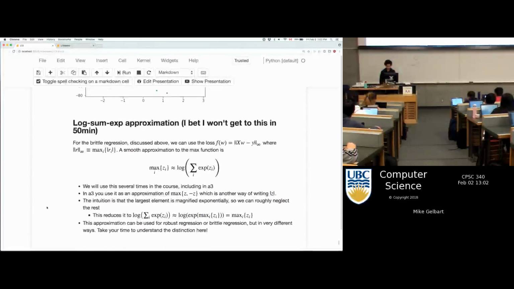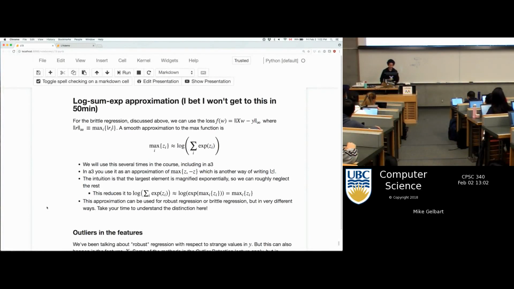Okay. Now, the log sum exp stuff. That is on your assignment. The motivation for talking about this as it's presented here is that maybe you want to do a type of regression that's the opposite of robust regression, which we'll call brittle, that excessively tries to cater to outliers, or in other words, it tries to minimize the biggest residual. That's what the slide is saying.